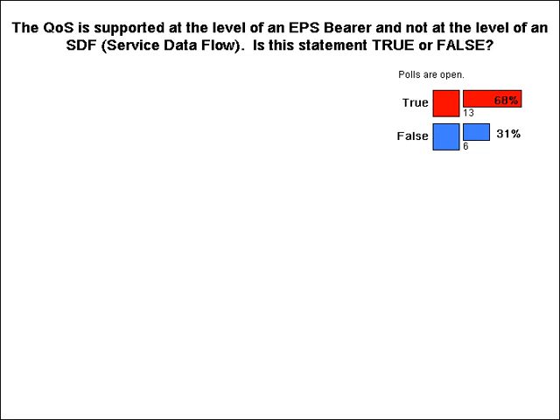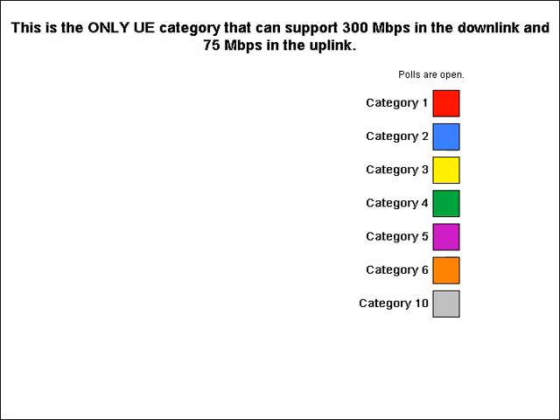The QoS is supported at the bearer level. That is correct. Anytime you want specific QoS, you need an EPS bearer. So always remember that the QoS is controlled and enforced at the EPS bearer level. One more question.